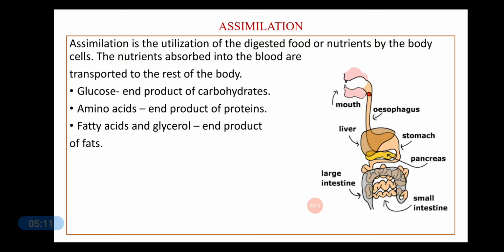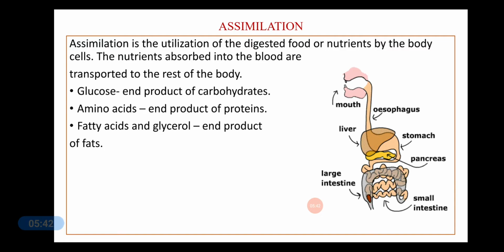So, assimilation is the utilization of the digested food or nutrients by the body cells. The nutrients absorbed into the blood are now transported to the rest of the body. So, you can understand that glucose is the end product of carbohydrate digestion. What is the use of glucose? The glucose is required to release the energy for cell activities.